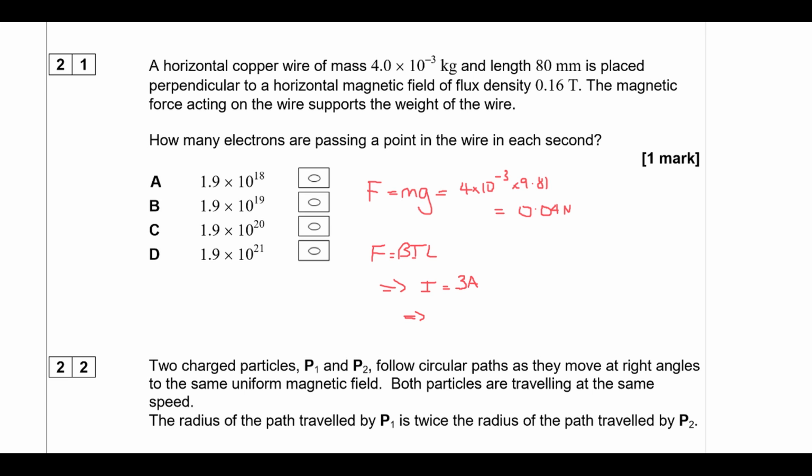One electron is 1.6 times 10 to the minus 19 coulombs, so divide that by 1.6 times 10 to the minus 19, and that comes out as 1.9 times 10 to the 19 electrons per second there. So just to explain what I did there, 3 amps is 3 coulombs per second, and 1 electron is 1.6 times 10 to the minus 19, so dividing 3 by 1.6 times 10 to the minus 19 gives you the number of electrons per second.